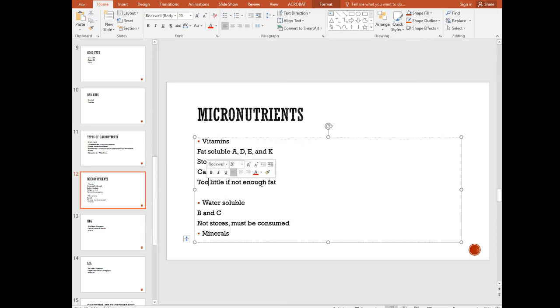And you can get too little if you don't take enough fat in. So the older notion of just stripping fat from your diet, avoiding it at all costs, can be harmful when it comes to these fat-soluble vitamins.